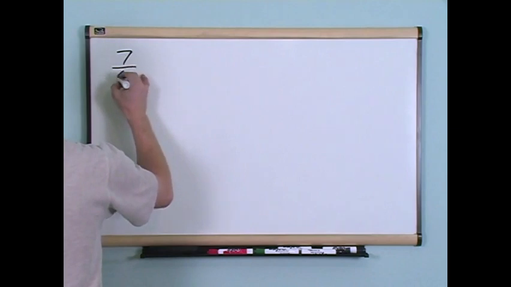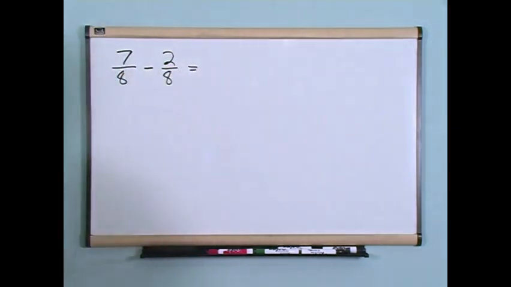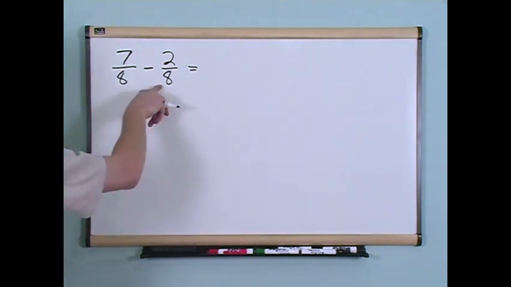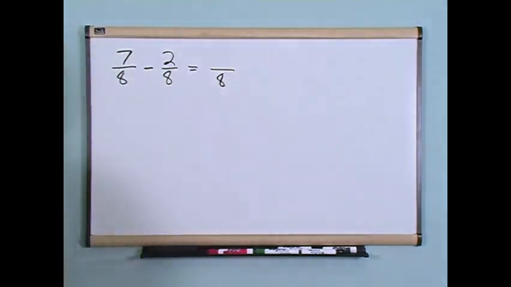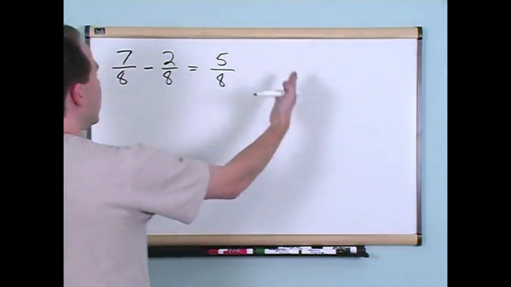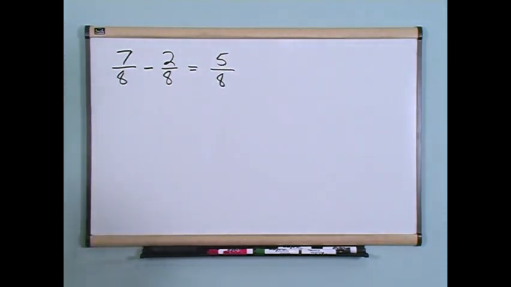What if you had 7/8 minus 2/8? How would you do that? First thing you need to check, is the bottom number the same? Yes, it is. So I just keep it the same. The top number, I just go ahead and subtract. 7 minus 2 gives me 5. 5/8. The next thing you need to ask is, can I simplify this fraction? No, I can't. There's nothing I can divide the top and the bottom by that's going to make that any simpler. So I'm done. This is the answer.